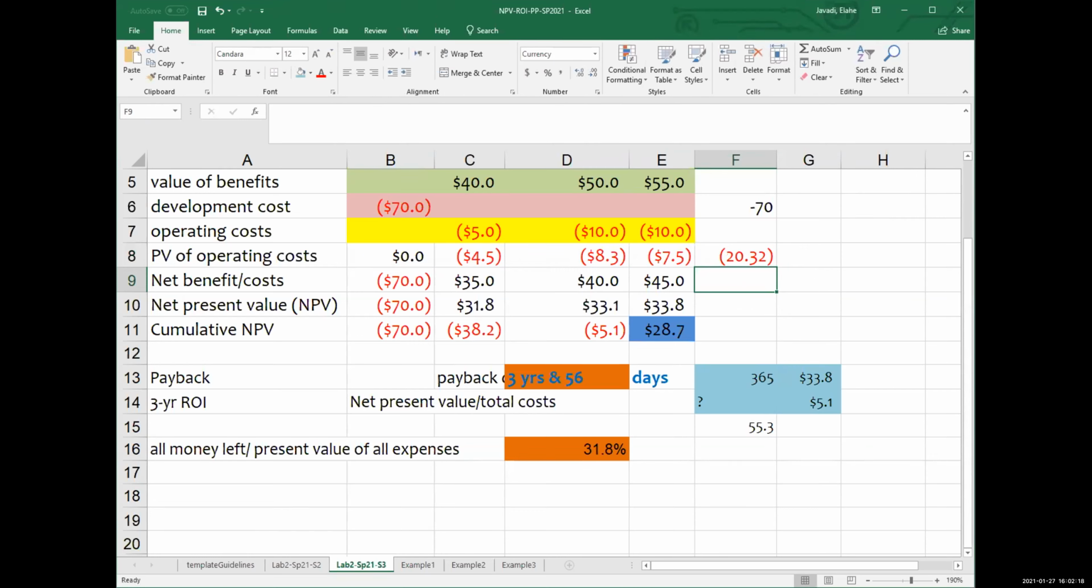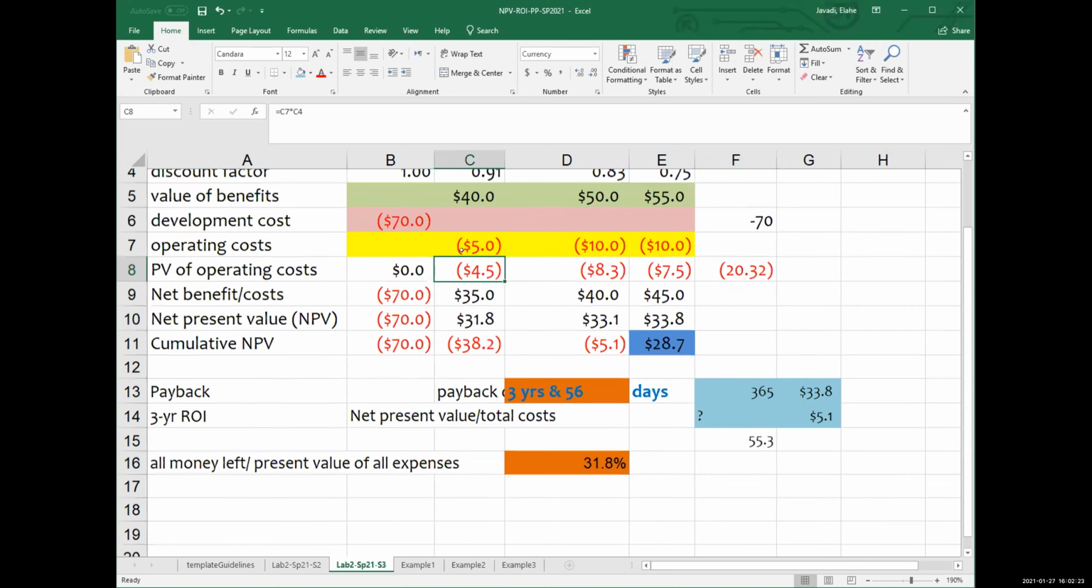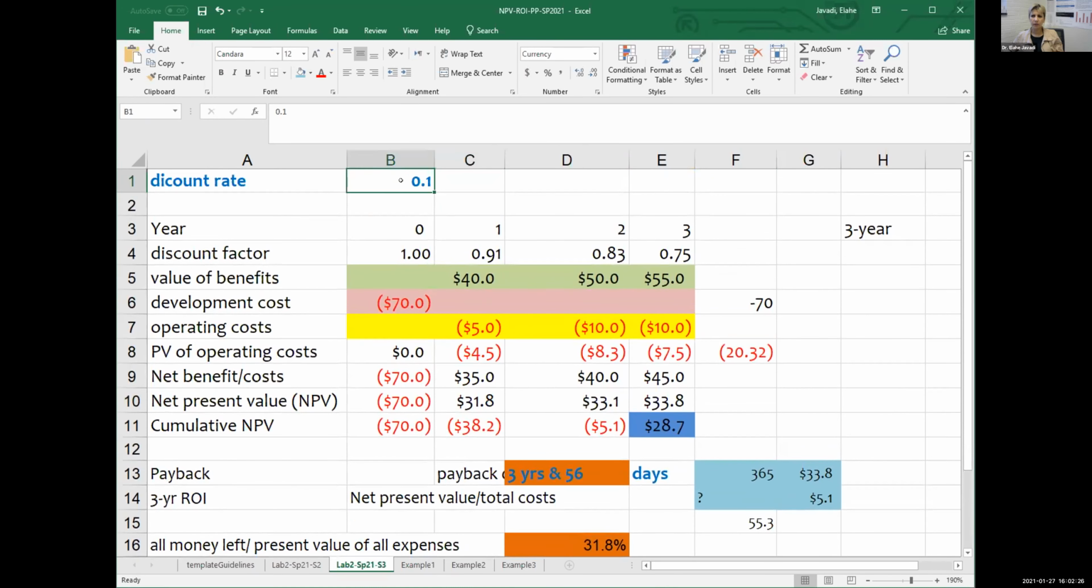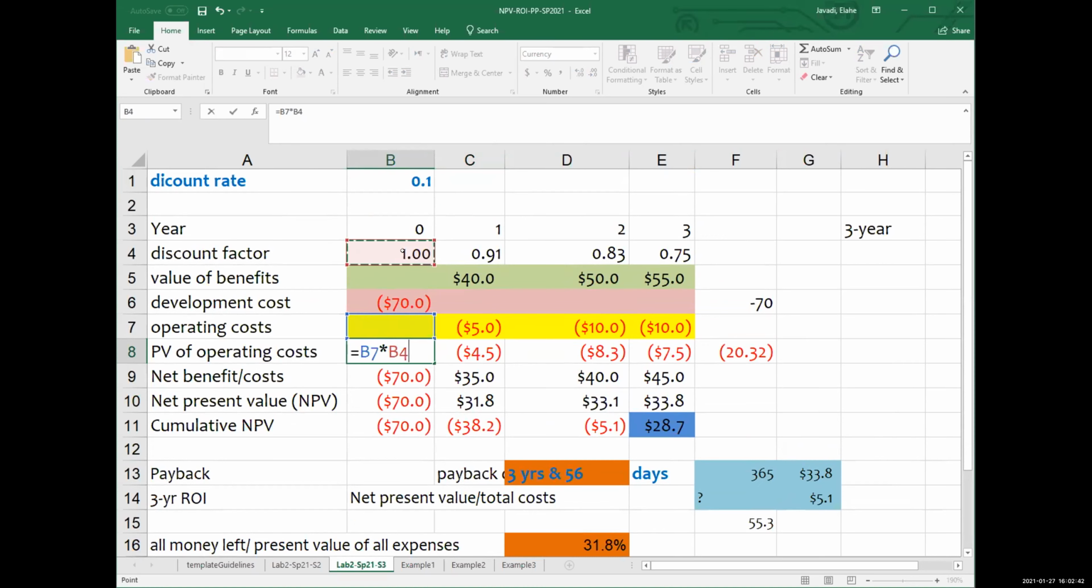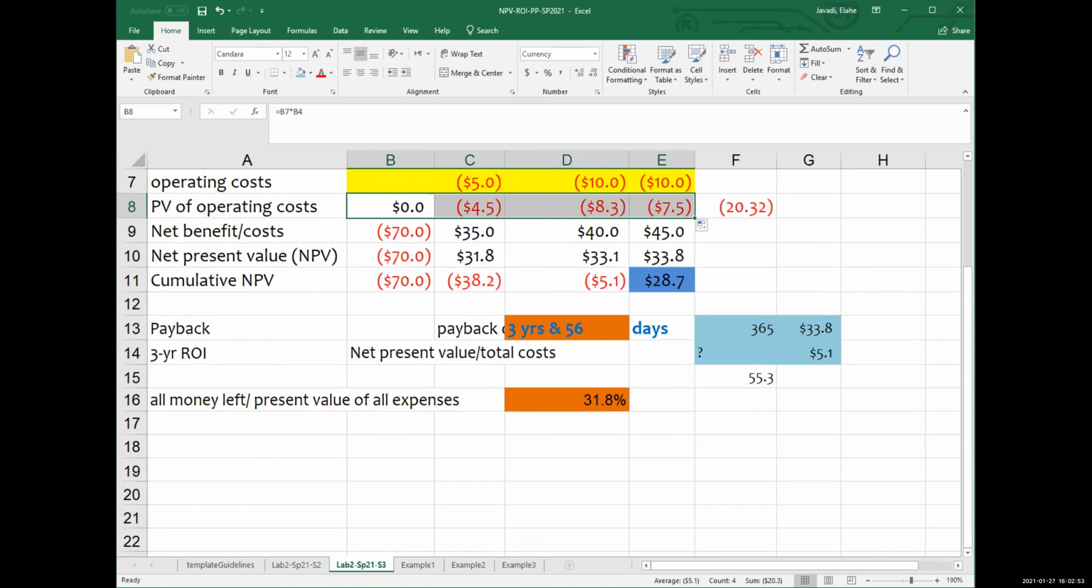For me, the items in the row PV of operating cost aren't the same as yours. Can you show me the formula there? Are you on the same worksheet? Do you have this number 0.1? Yes. So PV of operating cost, I'm going to do that again. Equal sign, operating cost times discount factor. Do you have the same formula? Oh, I gotcha. I was multiplying it by the discount rate. That's my bad. Thank you. All right. Good question. Anything else?